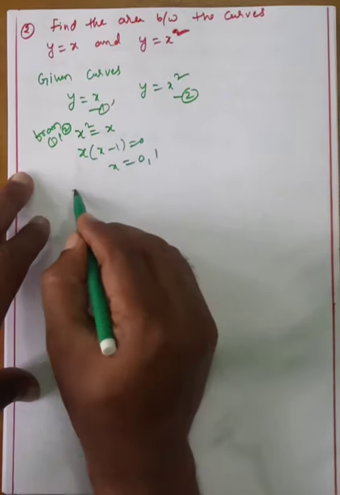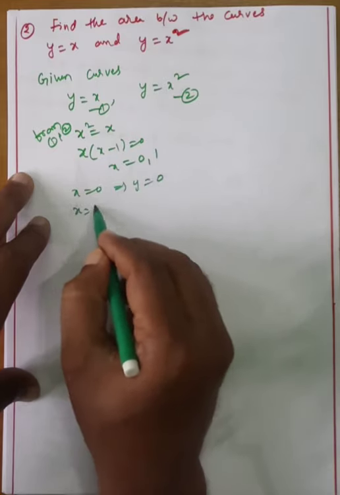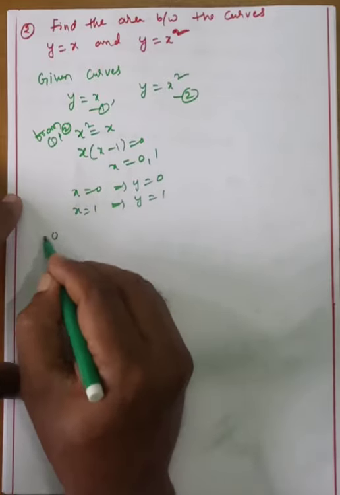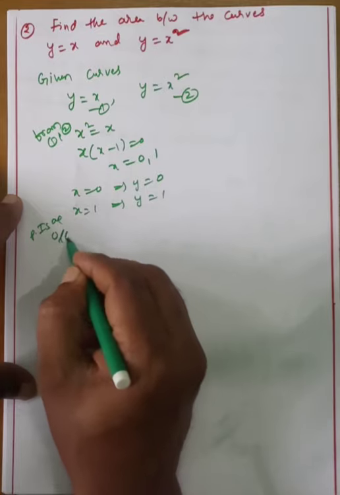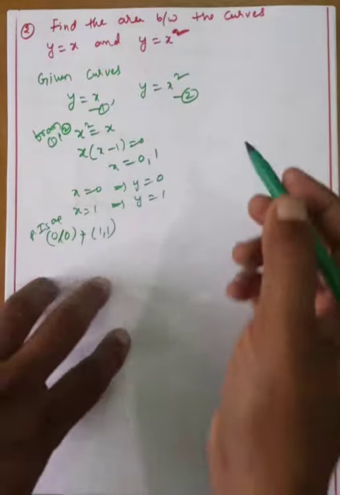Whenever x is equal to 0, what happened? The y value is 100% 0. X is equal to 1 means 100% the y value is equal to 1. Now what are the points of intersection? The points of intersection are 0 comma 0 and 1 comma 1. Okay, my dear students. Now draw the diagram.